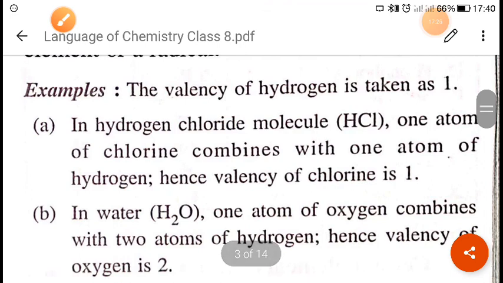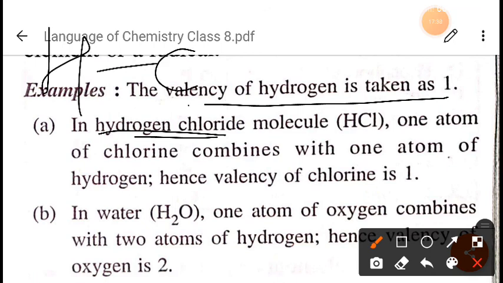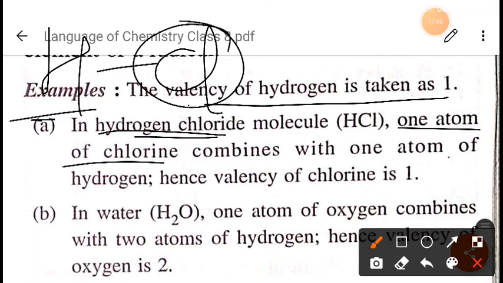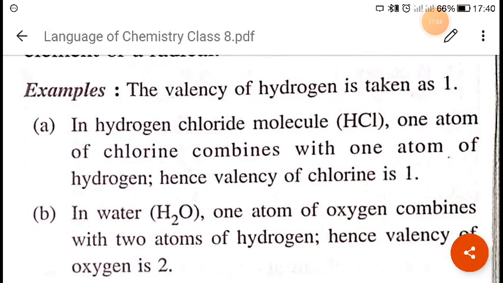Now some examples are given, four examples. The first example is that the valency of hydrogen is taken as 1. Take the case of hydrogen chloride: one atom of chlorine is combined with one atom of hydrogen. So the valency of chlorine will be 1 and the valency of hydrogen will be 1.